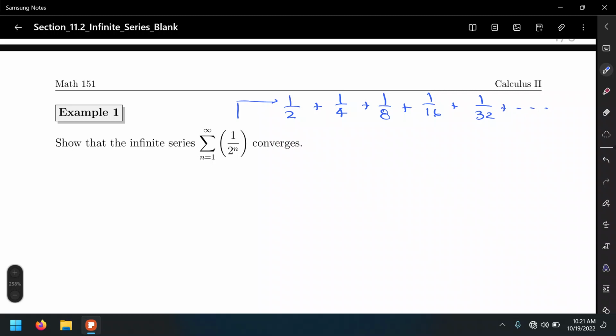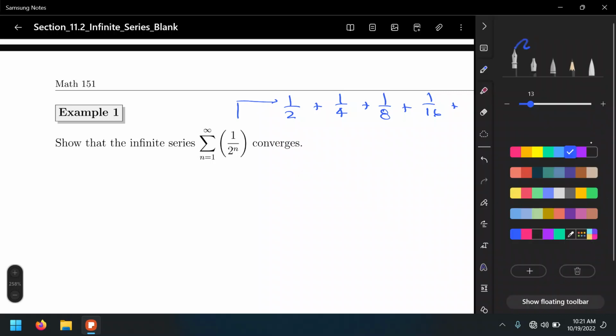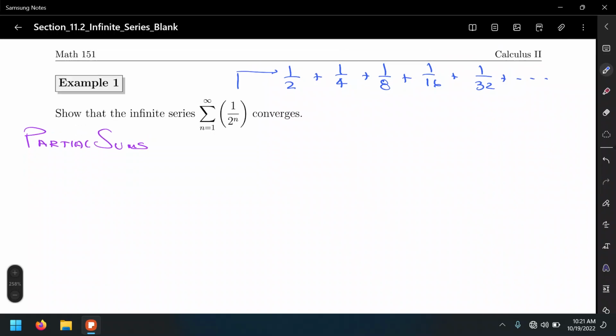So let's define a pattern of partial sums. So for the partial sums, I'm going to define S sub 1. This S sub 1 is the sum of only the first term. Well, there's really nothing to add. It's just saying S sub 1 equals the first term. How about S sub 2? S sub 2 is the addition of the first two terms, 1/2 plus 1/4.